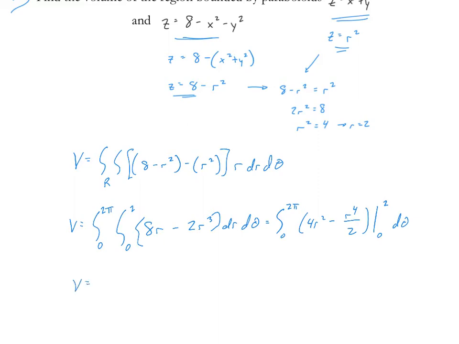Substituting in the top bound, 4 times 2 squared is 16, and 2 to the fourth is also 16, over 2 is 8. So when all is said and done, the top bound gives you 8, and the bottom bound, of course, gives you 0. So we're just integrating 8 in terms of theta, which is 8 theta, evaluated from 0 to 2 pi, which gives us 16 pi as the volume of that region.